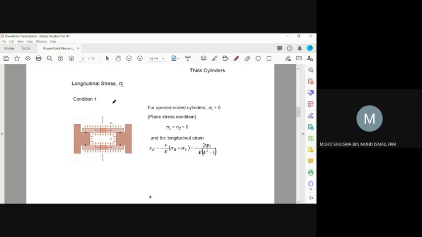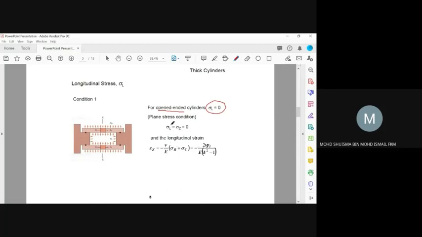There are a few conditions for the thick cylinder. The first condition, as we have discussed before, is open-ended cylinders. The cover at the ends are not fixed to the cylinder, so the cylinder can slide with the cover. Therefore, the cover is not going to exert any longitudinal load on the cylinder itself. In this case, sigma L is zero. So for open-ended cylinders, sigma L is always zero. Some textbooks will write it as sigma Z.